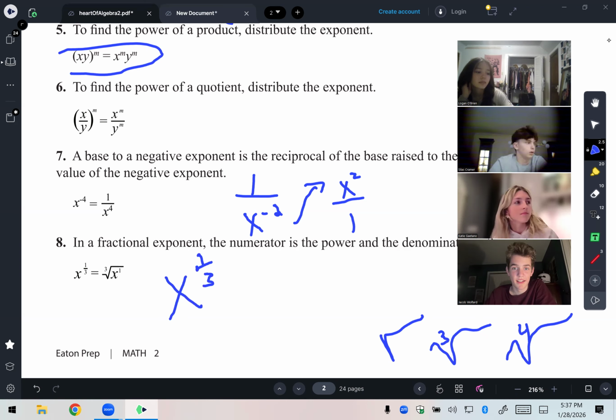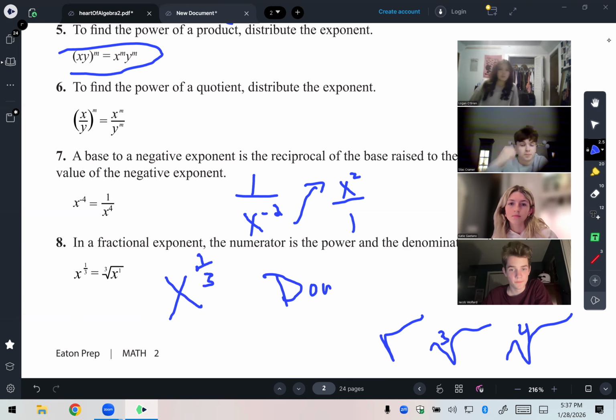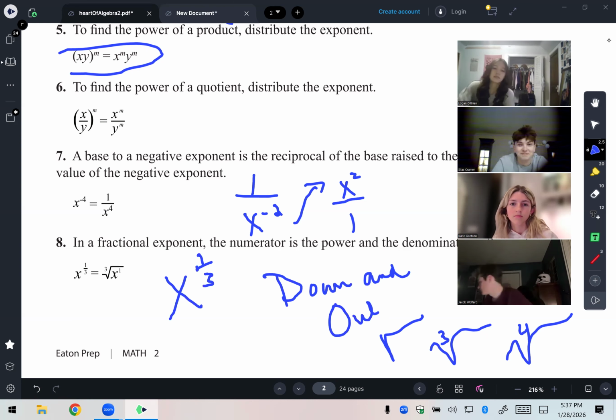So in a fractional exponent, this is the secret. There's a tree service around us, and it's called down and out.